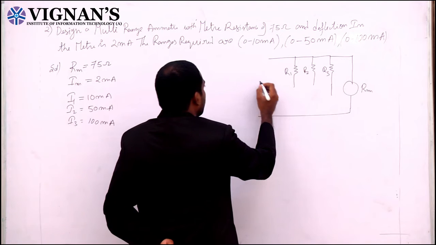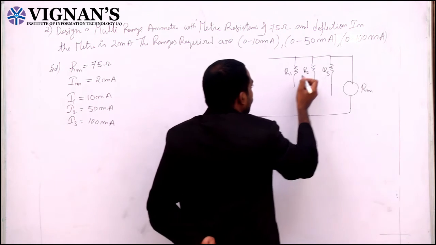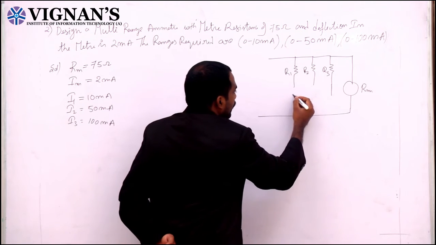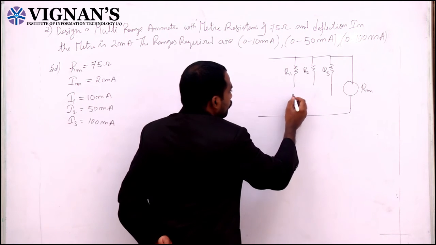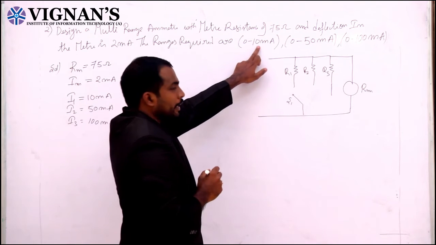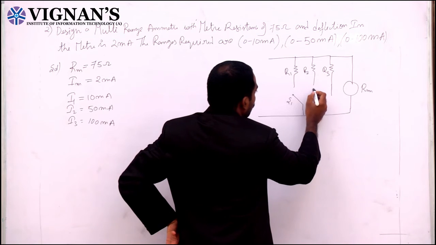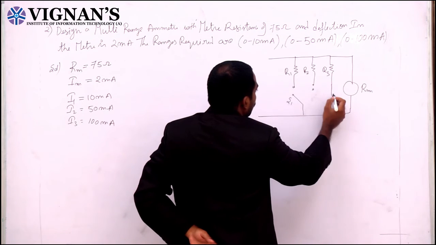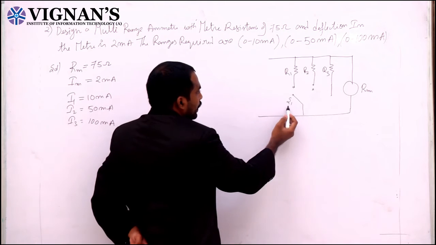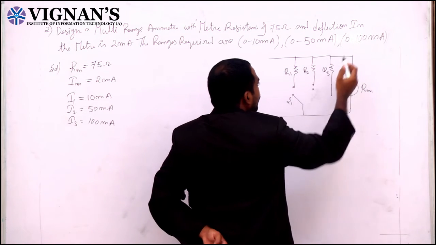That means in order to measure these ranges of 10 milliamps, 50 milliamps and 100 milliamps, we are having three resistors R1, R2, R3 connected in parallel and we are having a bypass switch over here. So when S1 is connected to R1, it should measure 0 to 10 milliamps. In a similar way, when S1 is connected to R2, it should measure 0 to 50 milliamps. In a similar way, when S1 is connected to R3, it should measure from 0 to 100 milliamps.